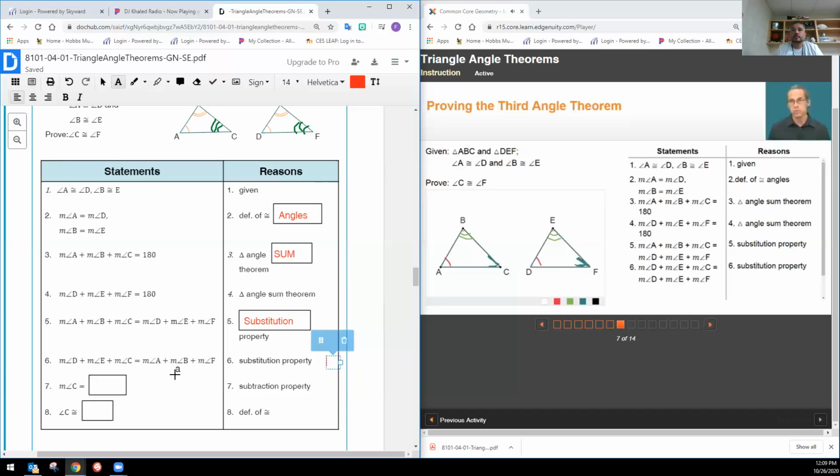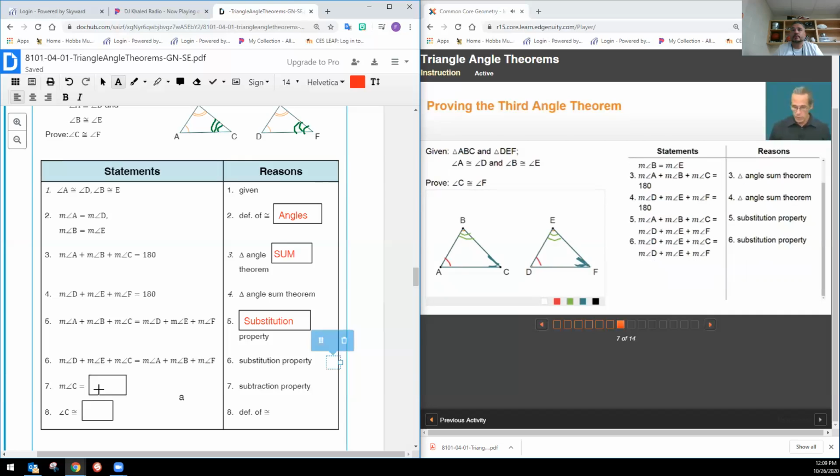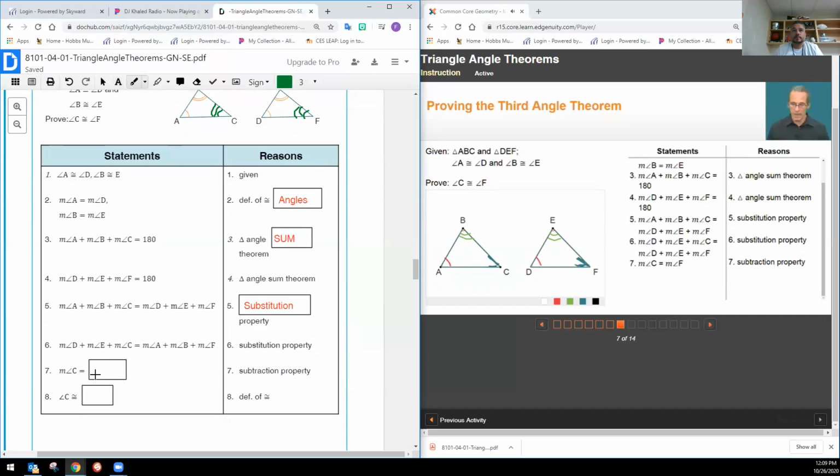That's a lot to say. So now I'm going to see if I can solve the equation so that I can isolate the measure of angle C and the measure of angle F. I will subtract from both sides of the equation the measure of angle D and the measure of angle E. And this gives me that the measure of angle C is equal to the measure of angle F, which tells me that angle C is congruent to angle F by the definition of congruency. This tells me that the third angles in the triangle will be congruent.